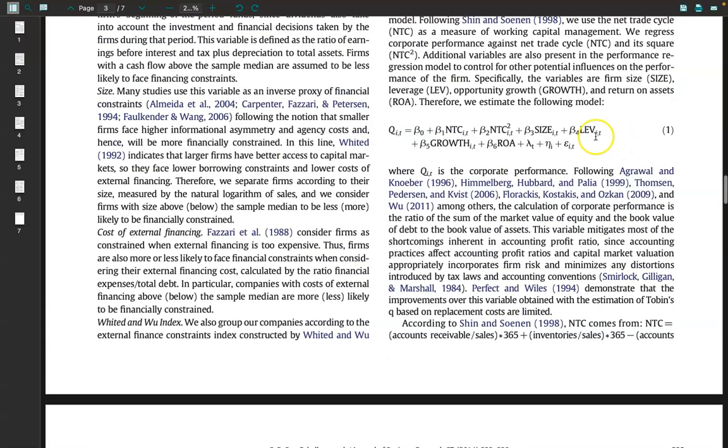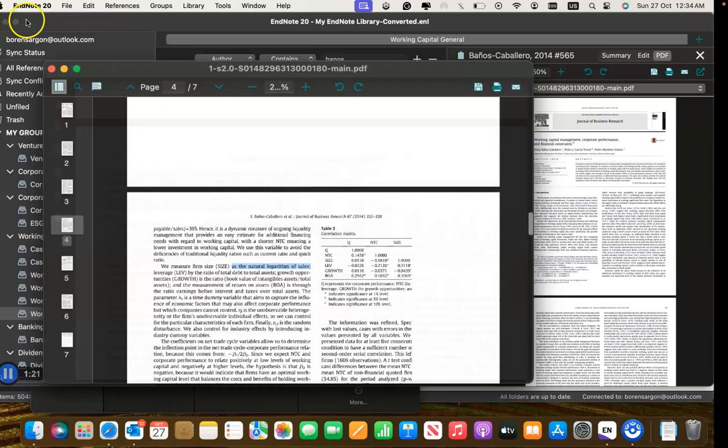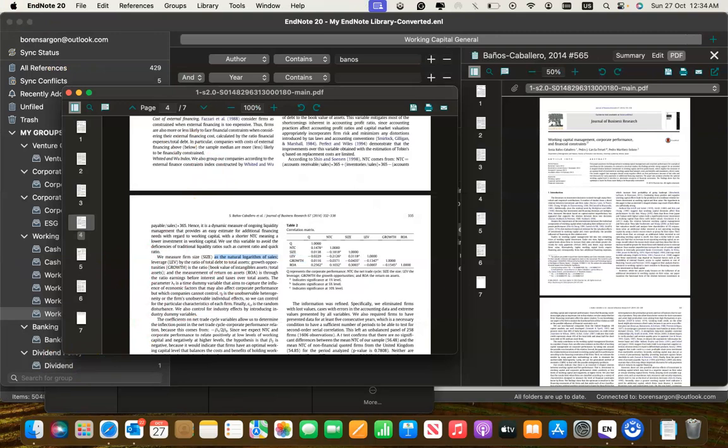And another one is size. As Baños Caballero says, it is the natural logarithm of the sales. Why? Because the natural logarithm of the sales normalizes the data a bit, since we are expecting a trend in sales. So with the natural logarithm, we can remove that issue, and we can look in more detail.